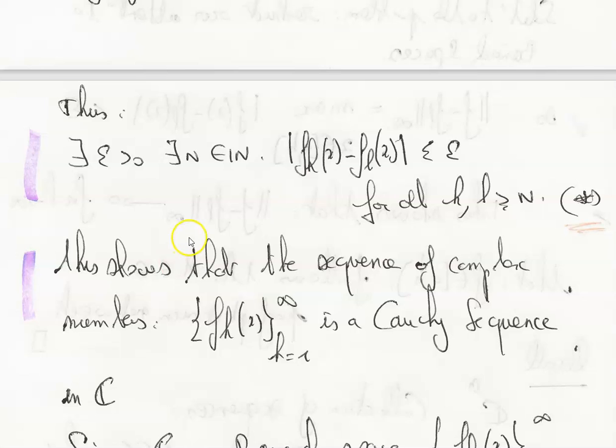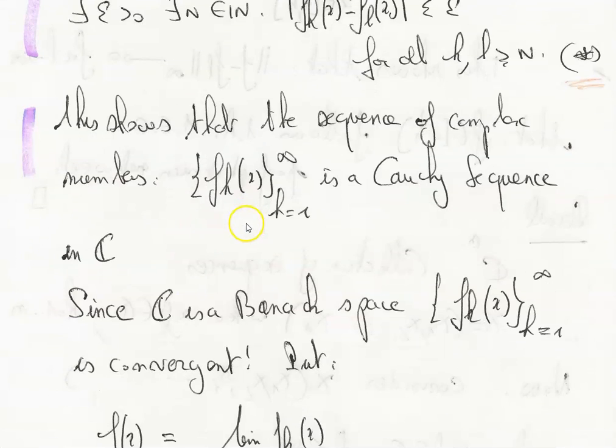So thus, it means that there always exists an epsilon as small as you want, strictly positive, such that you can always find an integer n belonging to N where the difference between f_k and f_l in absolute value is dominated by epsilon. And this is true for all k and l superior to n. So this shows that the sequence of complex numbers, which is the sequence of f_k(x) for k from 1 to infinity, is a Cauchy sequence in the complex numbers.